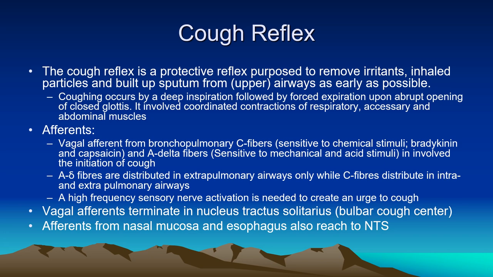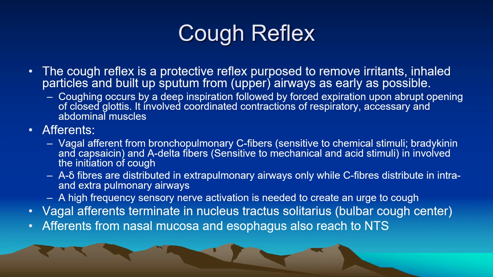Now there are actually two types of neurons we will understand. One is C fiber, and that is sensitive to chemical stimuli, bradykinin and capsaicin. And there is another set of fibers, A delta fibers, which are sensitive to mechanical and acid stimuli, and both are involved in initiation of the cough. A delta fibers are distributed in extra pulmonary airways only, means the airways, that is trachea and its branches. However, C fibers are distributed in intra and extra pulmonary airways, means small airways have C fibers actually.